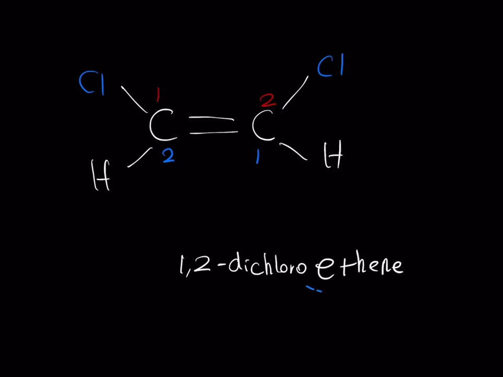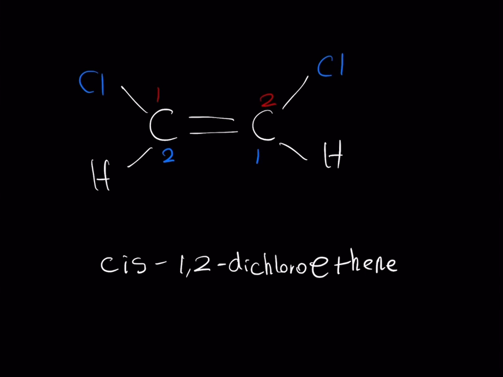Now, in this situation, do we have a cis isomer or do we have a trans isomer? In this case, we have a cis isomer because the hydrogens are on the same side and the chlorines are on the same side as well. Chlorines are on top and the hydrogens are on bottom. So this is going to be a cis-1,2-dichloroethene.